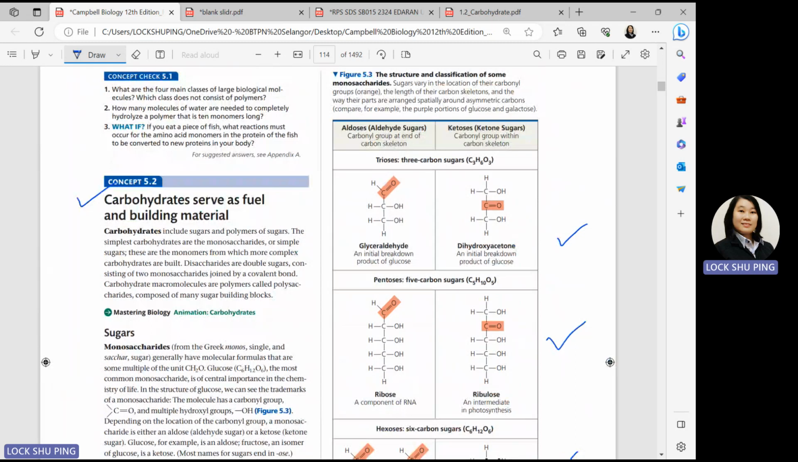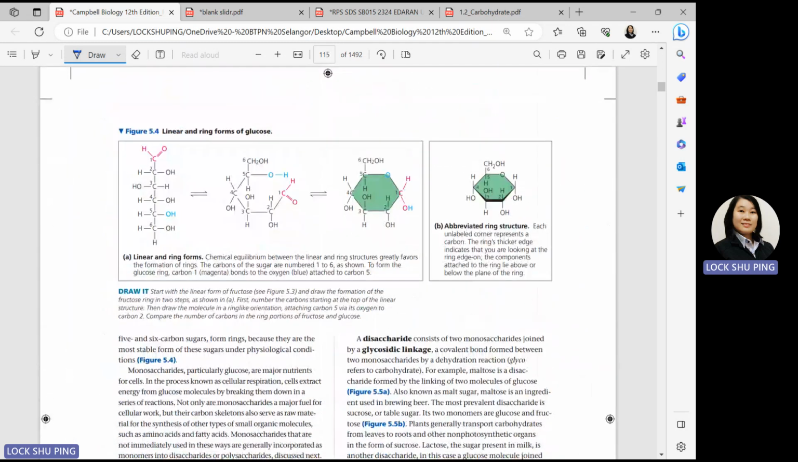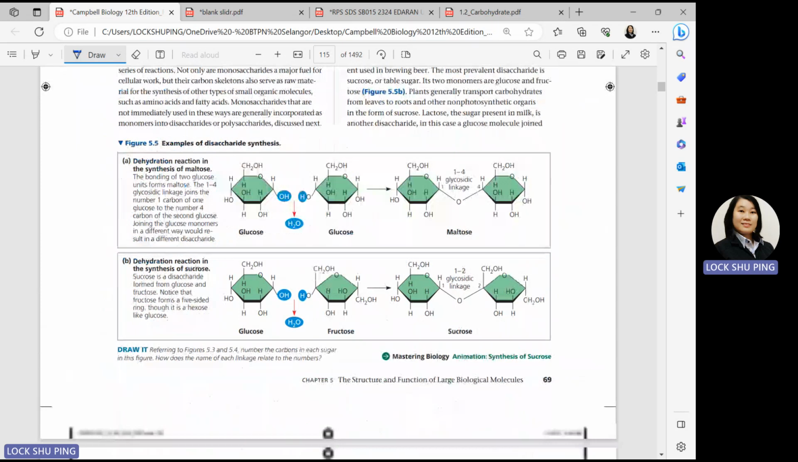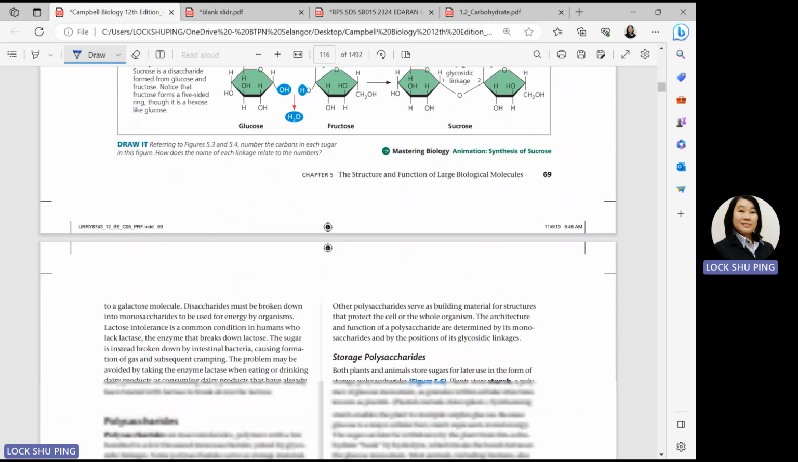So this is actually covered by the lecturer. Your lecturer is supposed to discuss this with you already. And yeah, this is the way the ring form of the glucose is formed. They also show the ring form already. And the one that we're going to discuss in the tutorial will be this diagram. So this one will be delivered in the second video later on.